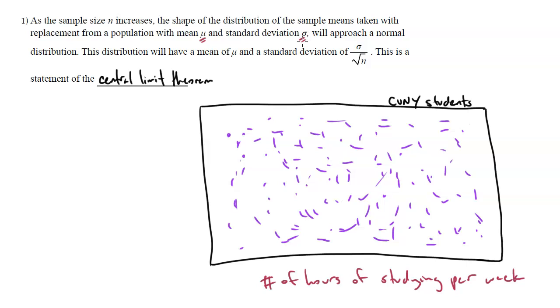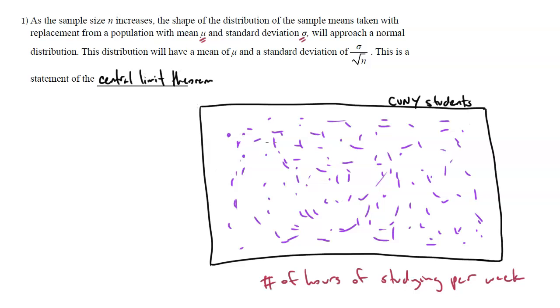Now, this population doesn't have to be normally distributed. I don't care if it's normally distributed or not. In fact, let's say this population is not normal. It doesn't form a bell curve, that distribution of these numbers of hours of study per week.